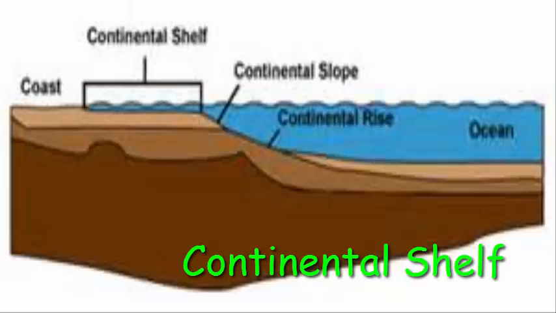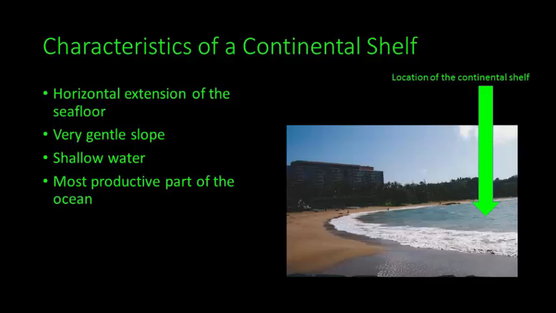The continental shelf is that area immediately beyond the shoreline. It is a horizontal extension of the seafloor, meaning when we see the edge of the shore, what we call the beach area, the continental shelf extends just beyond the area of the shore that we can see. It is a very gentle slope and has shallow water. The area of the continental shelf is the most productive part of the ocean because sea animal and plant life can live and survive in the shallow water.